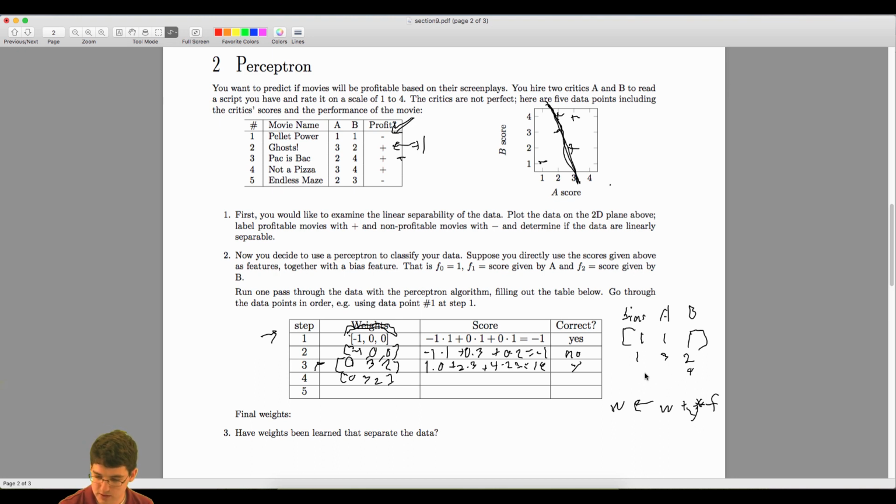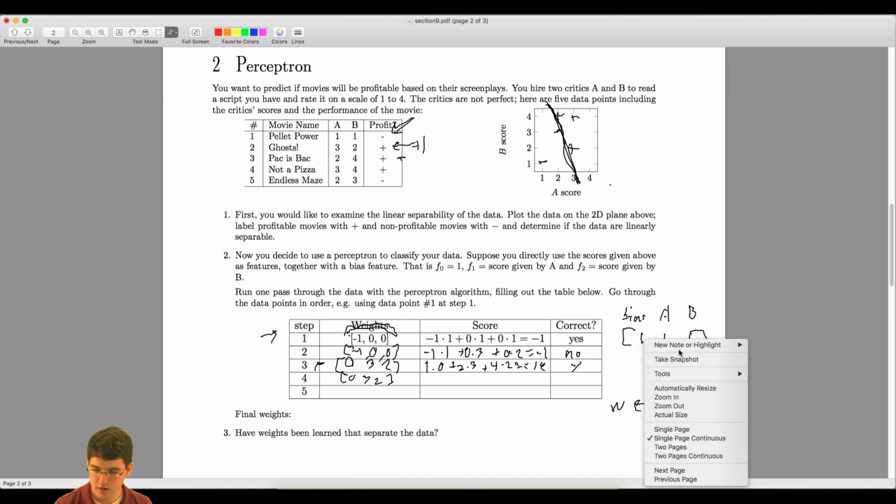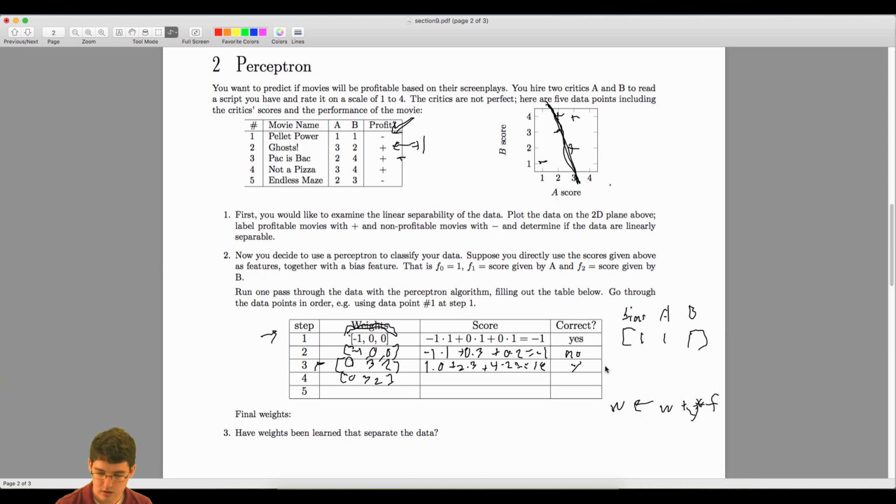I'm going to erase some of these feature vectors because they're getting a little bit crowded. All right. So now what's our feature vector for number 4? It's going to be 1, 3, 4. Let's do the dot product: 1 times 0 plus 3 times 3 plus 2 times 4. So what is this? 3 times 3 is 9 plus 8. That's going to be 17.